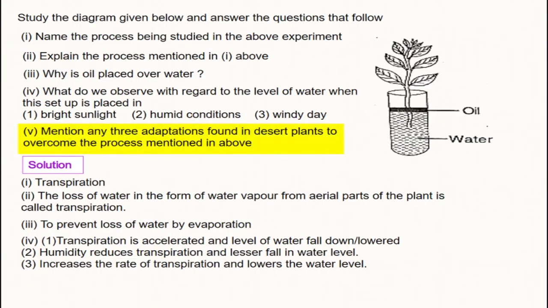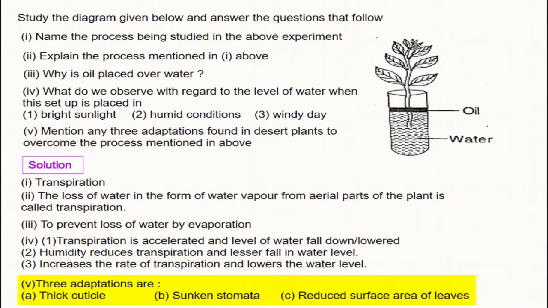Now the next question from this diagram is, mention any 3 adaptations found in desert plants to overcome the process mentioned above. As you know, in deserts there is already scarcity of water. Now plants have to adapt themselves just to preserve water in them. So here is the answer, like 3 adaptations.